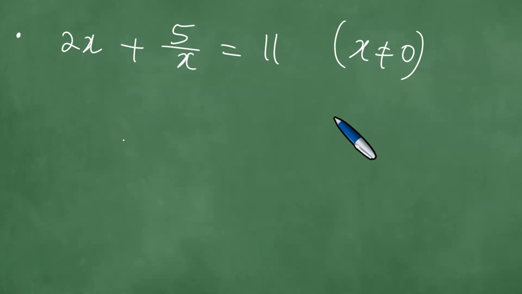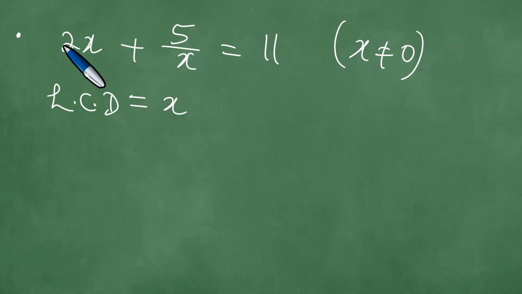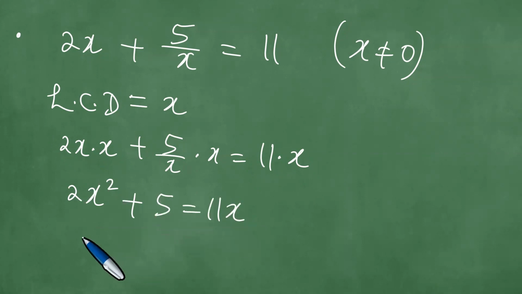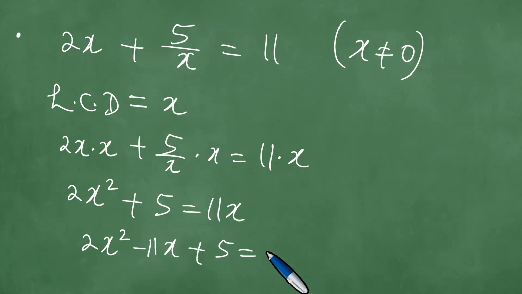Okay, we consider the LCD, okay? It's like Yolanda was talking, or somebody. The denominator is only x, so the lowest common denominator is x. And we multiply each of the terms by the lowest common denominator. We take 2x multiplied by x. We have 5 over x, we multiply by x. We have 11, we multiply by x. And this is exactly 2x squared plus 5 equals 11x, which is 2x squared minus 11x plus 5 equals 0.